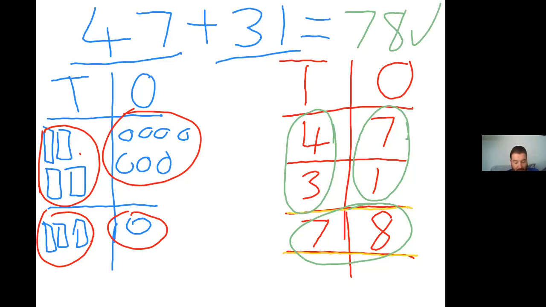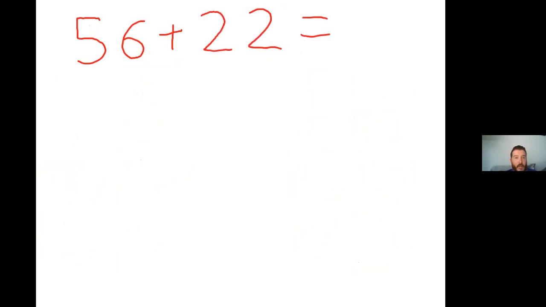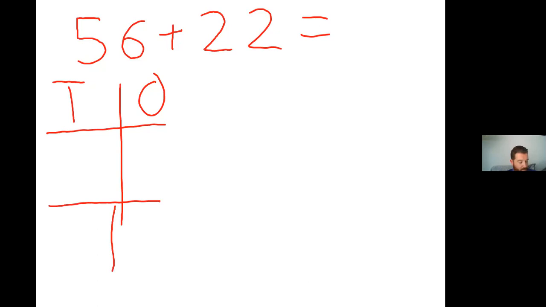Okay, we'll go through one more together. So this one is 56 add 22. Okay. So what do you need to do first? Draw your tens and ones. Oh, sorry, that's not very good. And then draw your tens and ones.